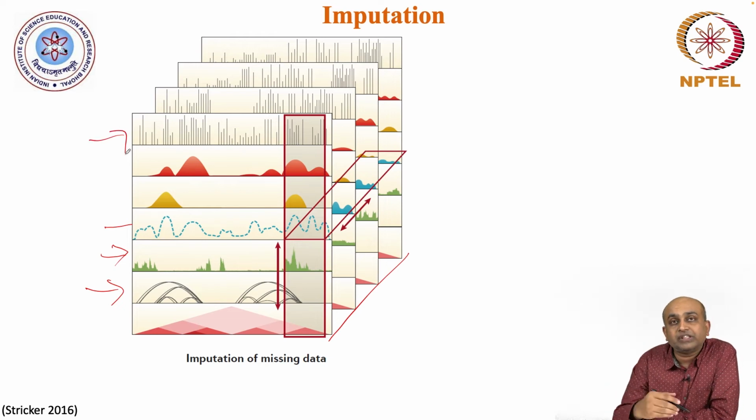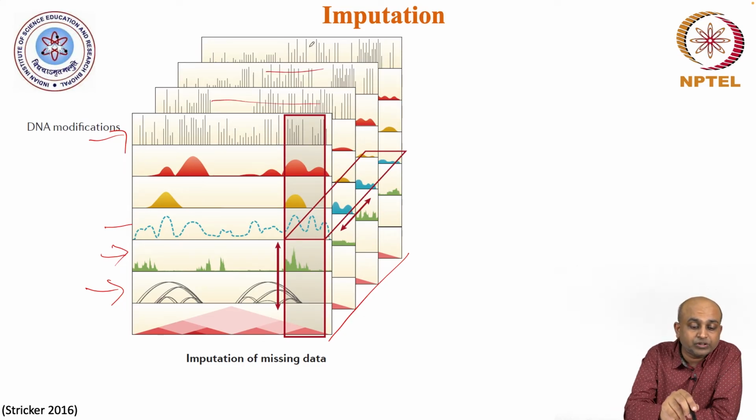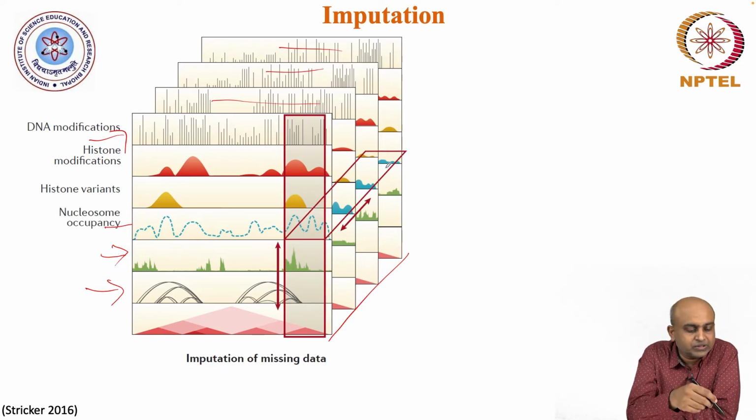You have many such assays, and you also have this across many individuals or many different cell lines, right. So this, for example, is DNA modifications that are there in one individual. This is in second individual, third individual, fourth individual. You have histone modifications. Again, these could vary between individuals. You can have histone variants. You can have nucleosome occupancy.